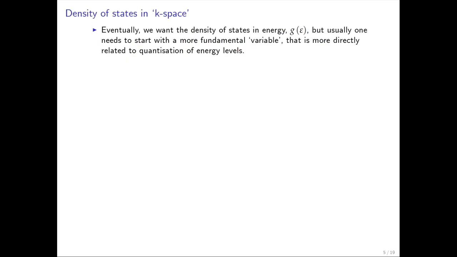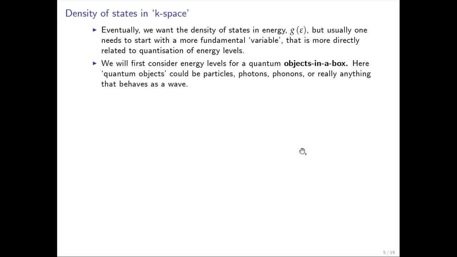So eventually that's what we want. We want the density of states in energy, this G of epsilon. But usually one needs to start with some kind of more fundamental variable, that is something that's more directly related to the quantization of energy levels. And once we do that, we can find the density of states in this more fundamental variable, as we'll see. Then we can transform it to get the density of states in energy, which we'll need when we calculate the partition function. We'll see how that works in particular.